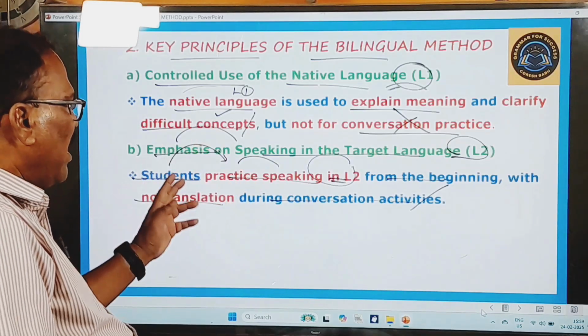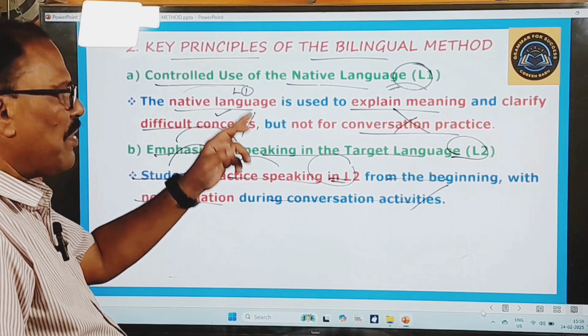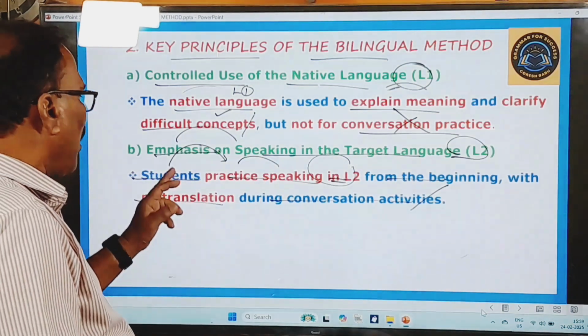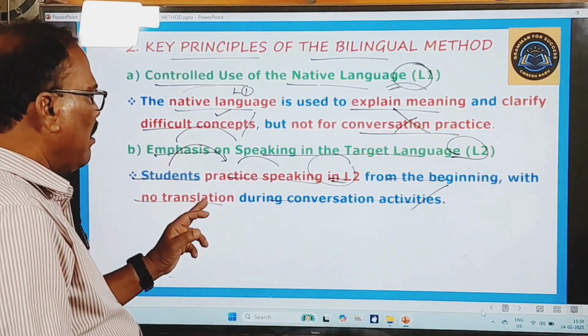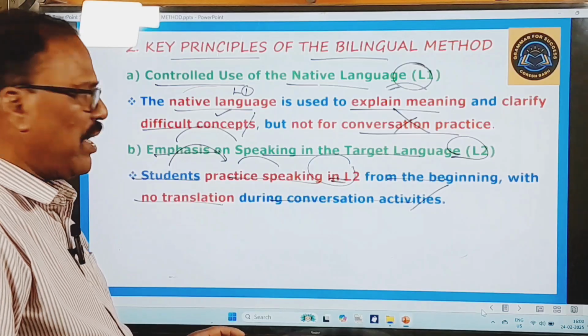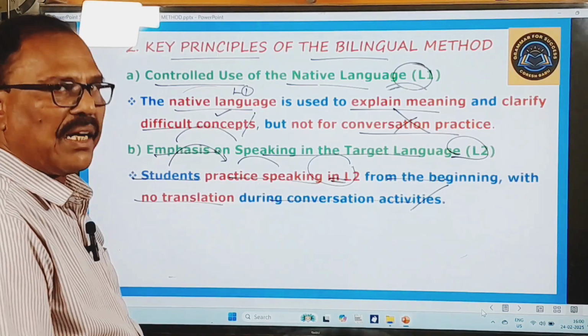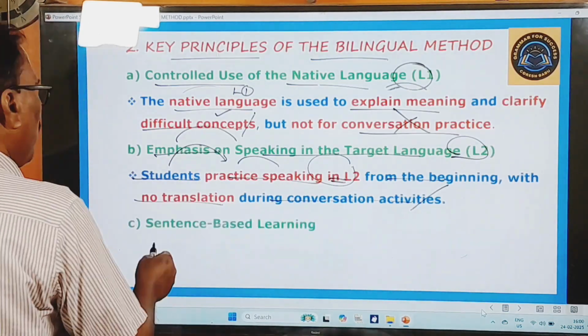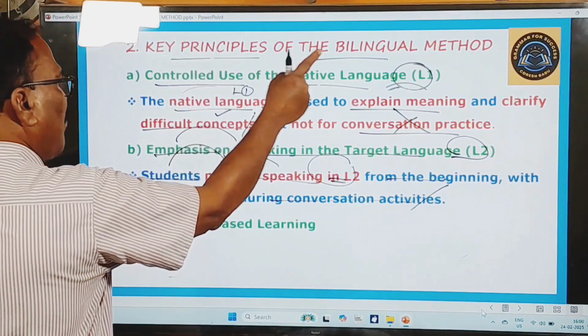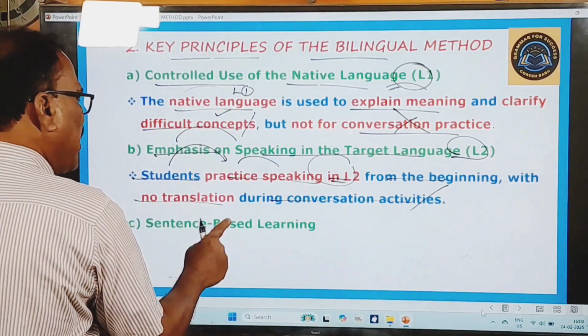So they are encouraged to practice speaking in L2 from the beginning, and they are also not allowed to use this native language in their translations during conversation activities. So that is that. And you go to the third main feature of the bilingual method, which is sentence based learning.